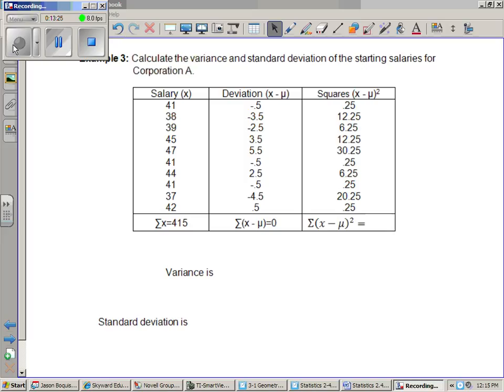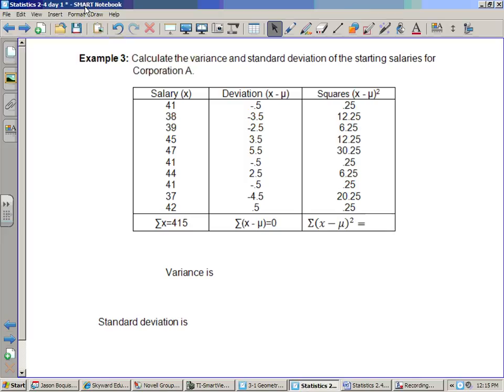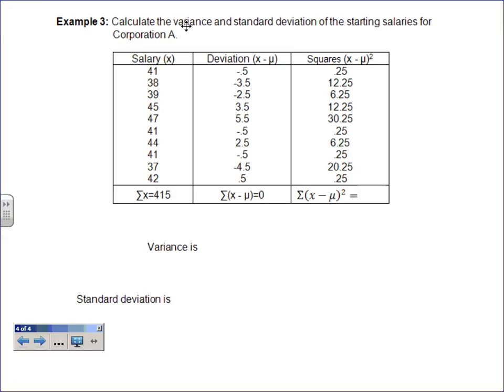All right, so there's your numbers. Those are the squares. And so what is the summation or sigma of that? What'd you get? That's what I got. So what is that number? What does that tell us? Well, not a whole lot. That tells us that if I took x minus mu and squared it and added them all up, that's what I get. That's what it tells me.